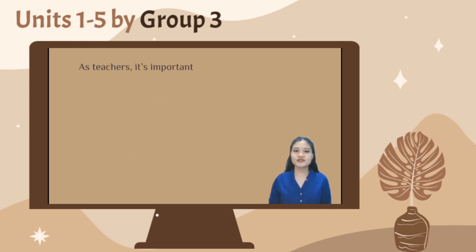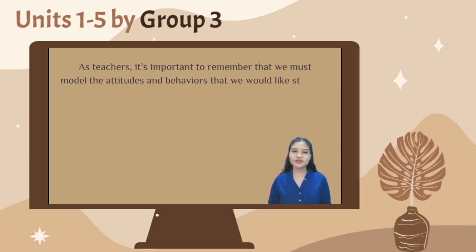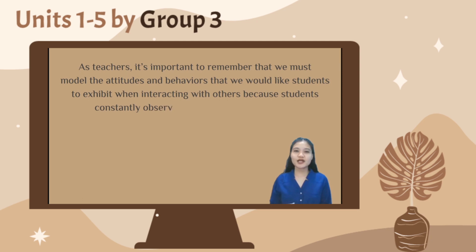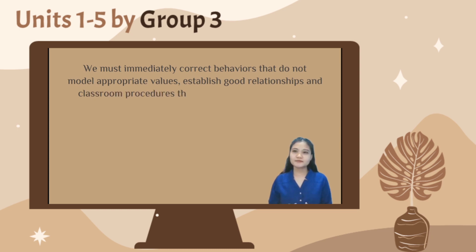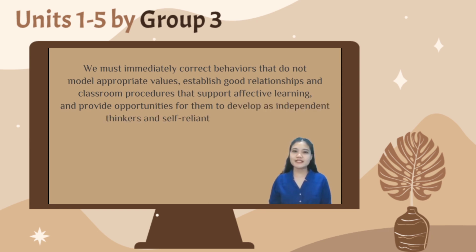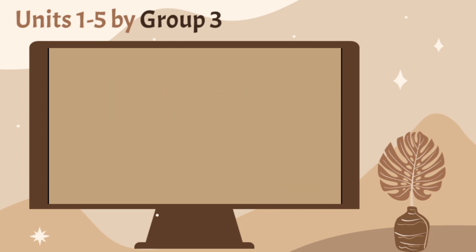Moreover, it's important for teachers to remember that we must model the attitudes and behaviors that we would like our students to exhibit while interacting with others, because students constantly observe and scrutinize our actions. We must immediately correct behaviors that do not model appropriate values, and then establish good relationships and classroom procedures that support effective learning and provide opportunities for them to develop as independent thinkers and self-reliant problem solvers.